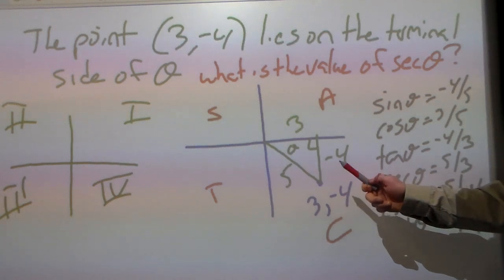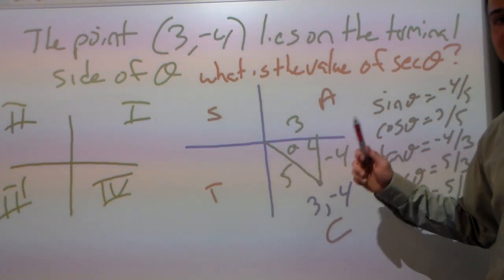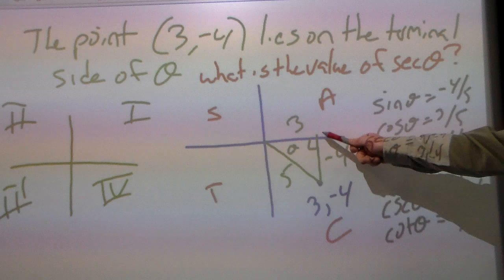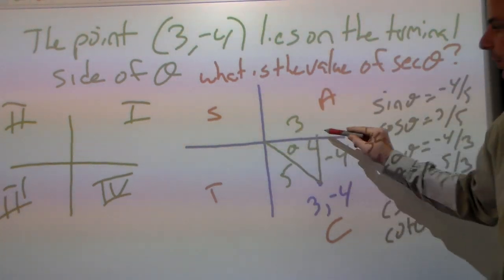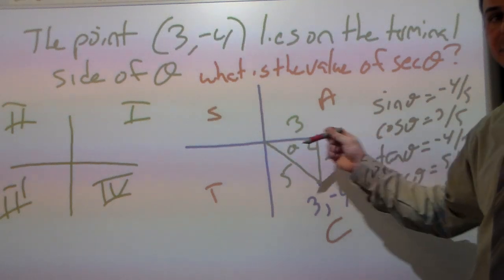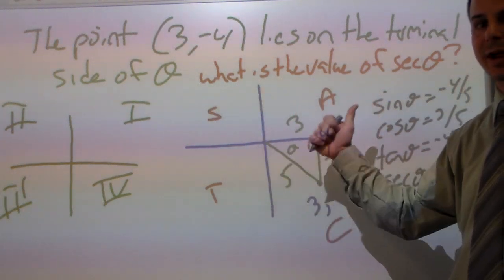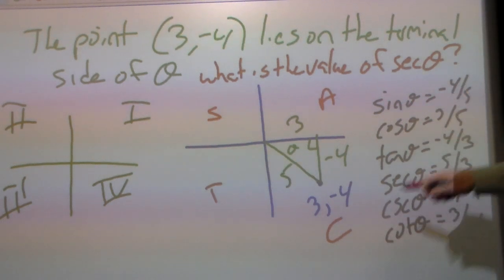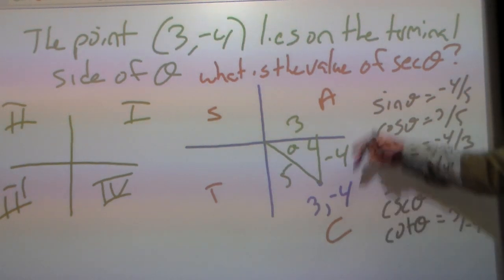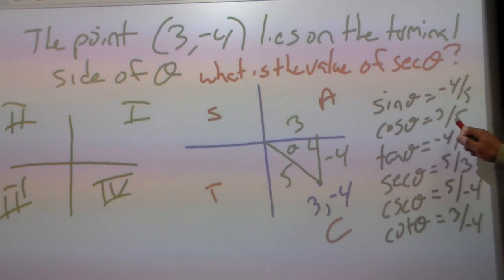We're in the fourth quadrant, so the only thing that should be positive is cosine. The reason this is negative over here is because we were moving down in a y direction. The reason this is positive over here is because we were moving right in an x direction, which are positive and negative directions. Sine is negative 4 over 5. Fourth quadrant, it should be negative. We're moving down. Cosine of 3 over 5, it's positive.